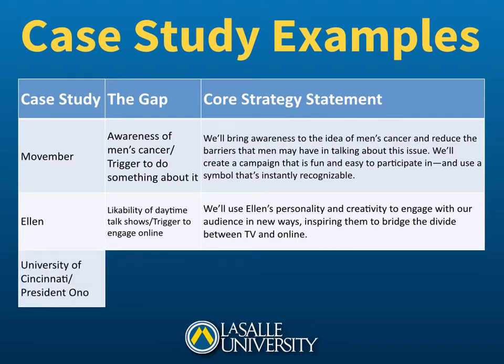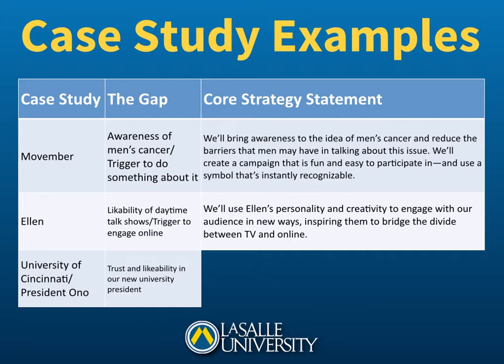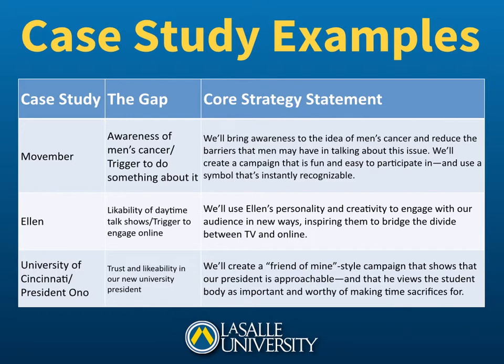And then for the University of Cincinnati, our President Ono, the gap would be trust and likability and the new university president. So their core strategy statement, or President Ono's strategy statement, might have been something like, we'll create a friend of mine style campaign that shows that our president is approachable and that he views the student body as important and worthy of making time and making sacrifices for.